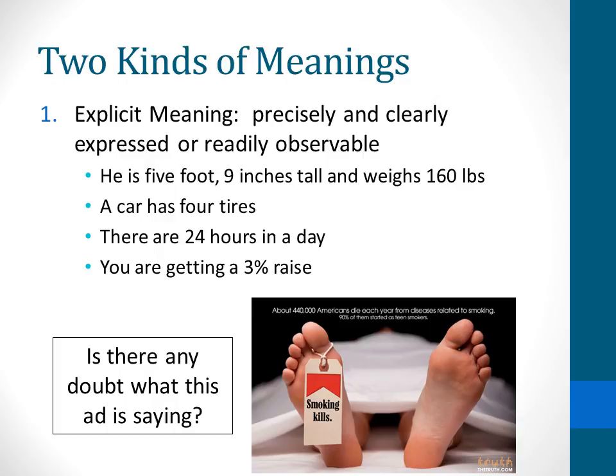And there are two kinds of meaning. The first kind is the explicit meaning. This is the precise and clearly expressed meaning, or readily observable. So there's a few examples here. He is 5 foot 9 inches tall and weighs 160 pounds. A car has 4 tires. There are 24 hours in a day. You are getting a 3% raise. Those kinds of meanings are explicit because they describe something in a very objective, concrete way.